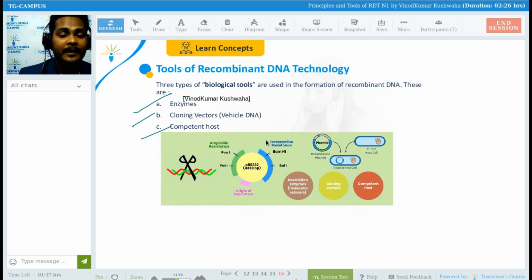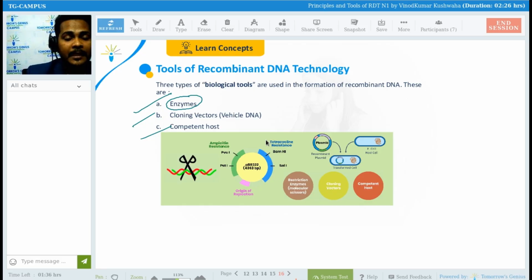Today we will cover only the enzymes, and cloning vectors and competent host we will cover in the next session, because enzymes is a big topic. Along with the enzymes we also need to understand some gel electrophoresis, which is also used in this field of biotechnology to identify certain characters. That's why we will focus only on enzymes, and the remaining two, cloning vectors and competent hosts, we will cover in the next sections.